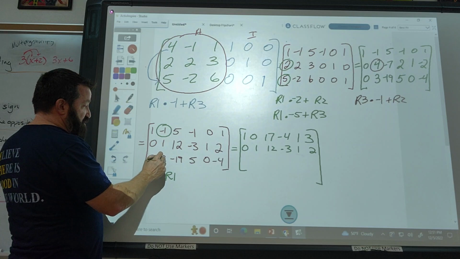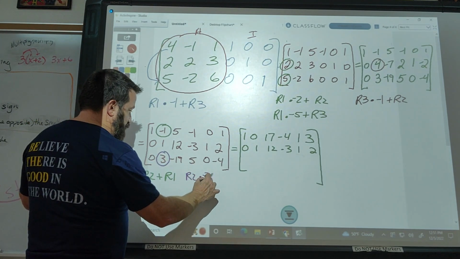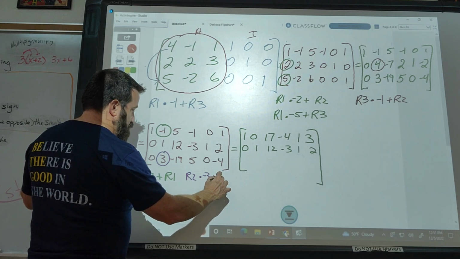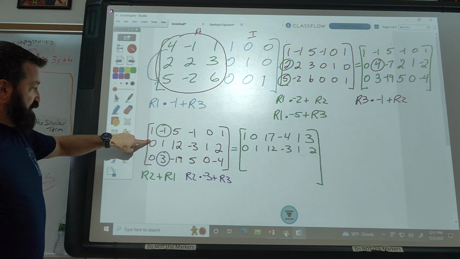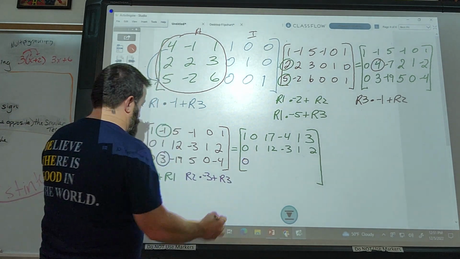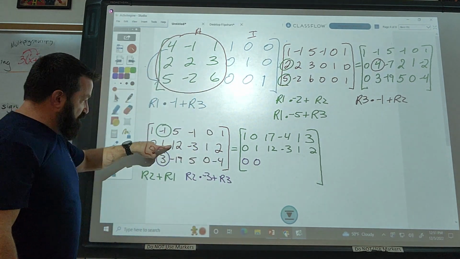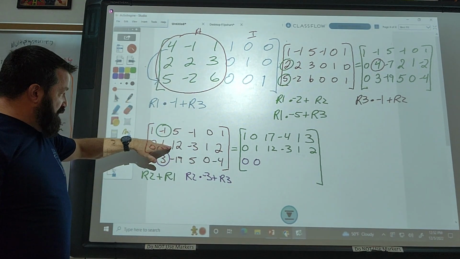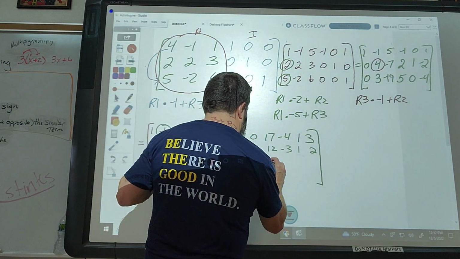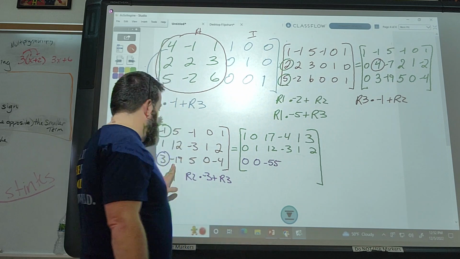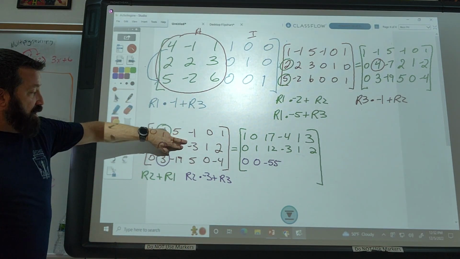I need this to be a 0. So I'm going to take row 2 times negative 3 and add it to row 3. So when I take 0 times negative 3 plus 0, it's still 0. 1 times negative 3 plus 3 is 0. 12 times negative 3 is negative 36. Negative 36 plus a negative 19 is a negative 55. Feel good about that because I know 55 starts showing up in this problem.